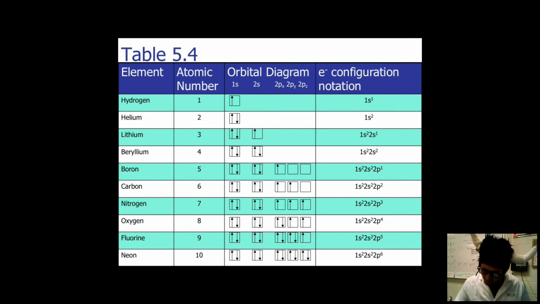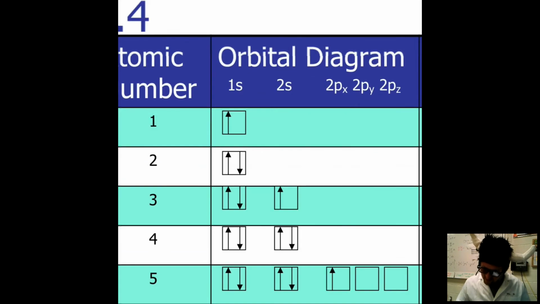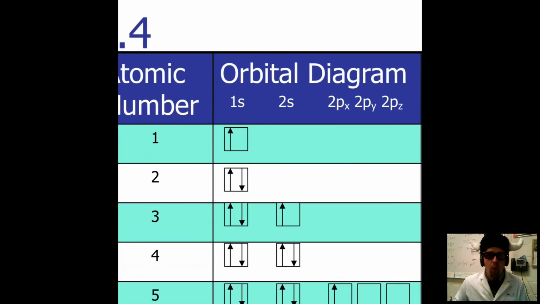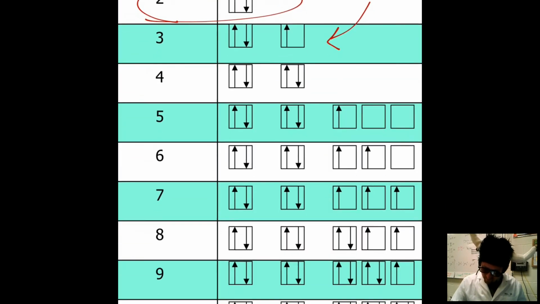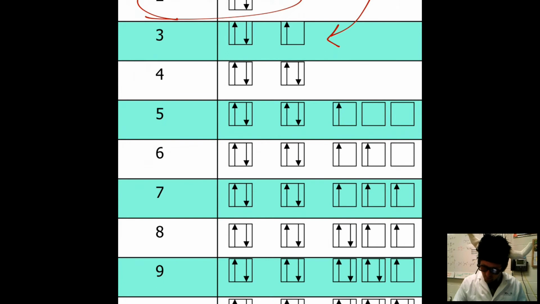I'm going to zoom in here for a moment. Notice that hydrogen has 1 electron, so it has 1 arrow going up. Then there's helium, and there's 2. Then we get to lithium, the 3rd element, and that is the first time that we add a second orbital. Notice that the number of arrows represents the number of electrons in that particular element. Then we go on to 4, so we have 1s2, 2s2.